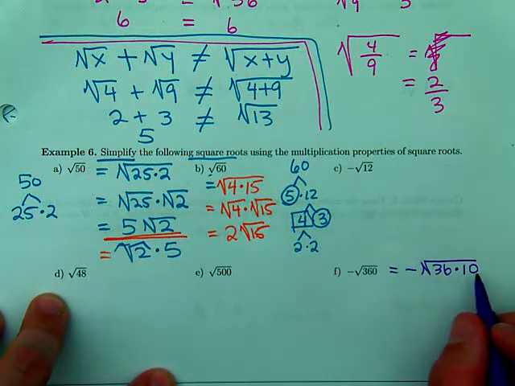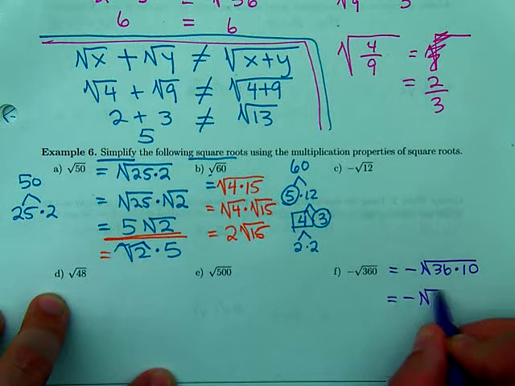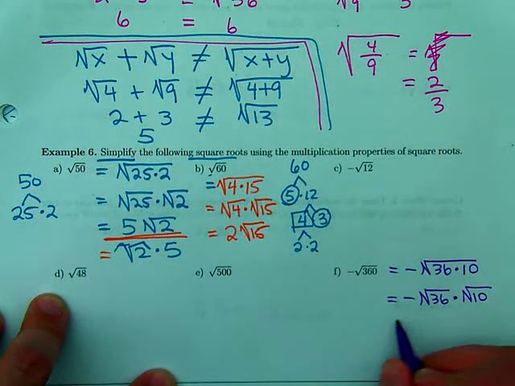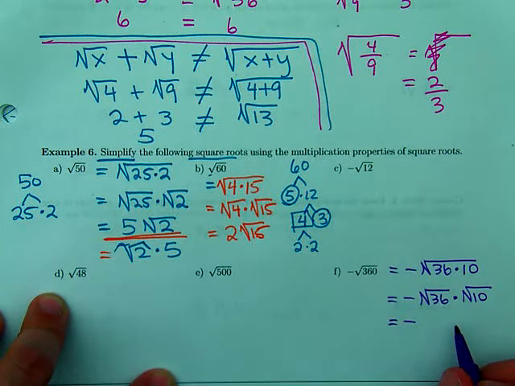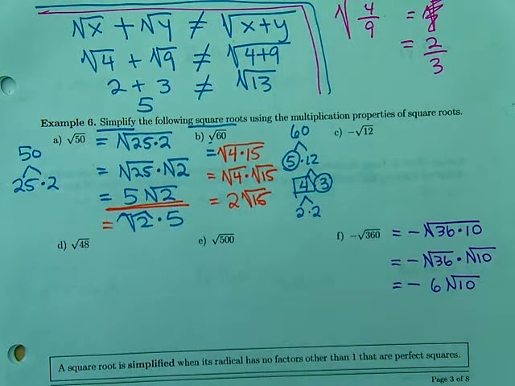because 36 is a perfect square, and also 10 is 5 times 2, and there are no perfect squares in there. 5 and 2 are both prime. So this is the same thing as the square root of 36 times the square root of 10, and we just have that negative out in front. So what's our final answer going to be, most simplified? 6 radical 10. Okay, you guys try the rest and we'll share out in just a moment.